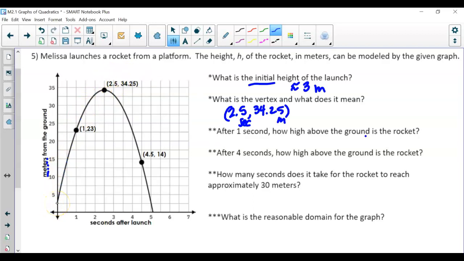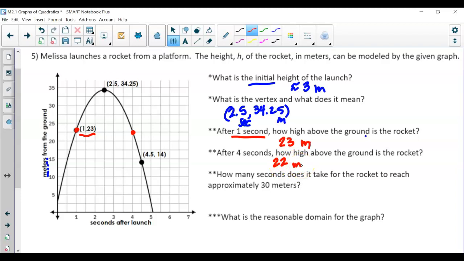Now let's look at the next. After 1 second, how high above the ground is the rocket? So after 1 second, so here's 1. After 1 second, how high above the ground was the rocket? So here's our point, which is 23 meters. So what if the point is not necessarily given to you? Still the same thing, right? So see if you can identify after 4 seconds, how high above the ground is the rocket? And so here at 4 seconds, I would say about 22 meters.